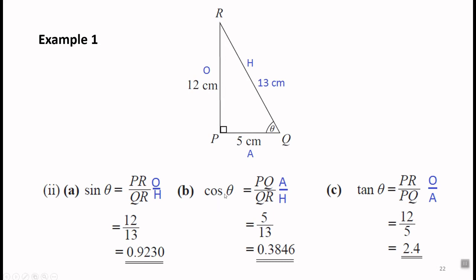Cos is adjacent over hypotenuse. Adjacent is 5 centimeters, hypotenuse is 13, so 5 divided by 13. Tan is opposite over adjacent, opposite 12 centimeters, adjacent 5 centimeters, so 12 divided by 5. If you want, you can keep it as a fraction. If not, divide and get the decimal value.